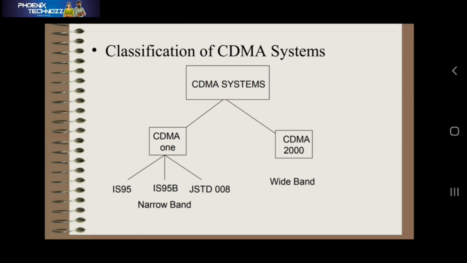Next, we will see the classification of CDMA systems. Mainly, CDMA systems are classified into two: CDMA 1 and CDMA 2000. CDMA 1 is again classified into the IS standards, that is IS-95 and IS-95B, and J-STD-008, and this comes under the narrowband frequency range. In the wideband frequency range, CDMA 2000 is divided along the very high frequency, that is, it comes under the ultra wideband frequency range.